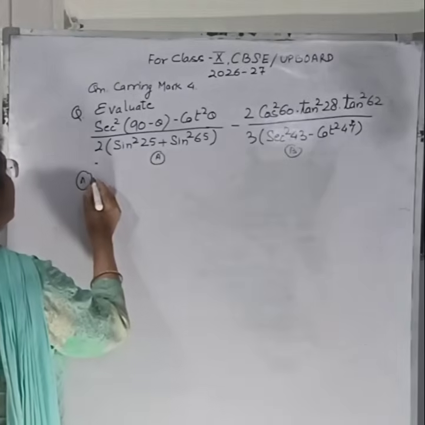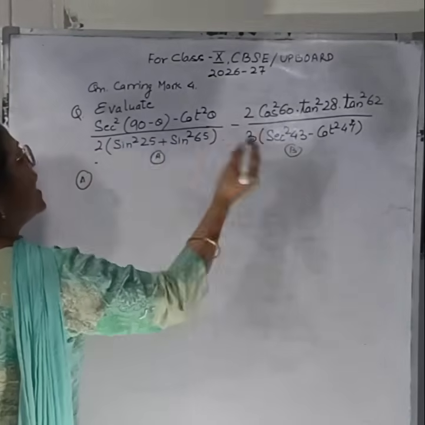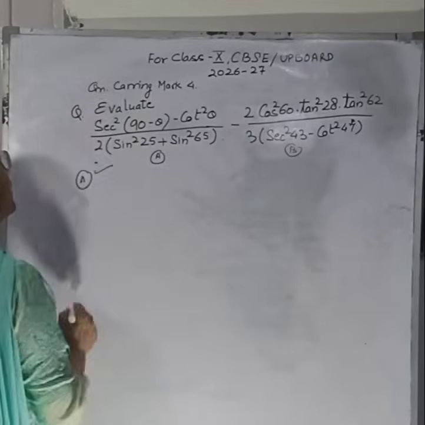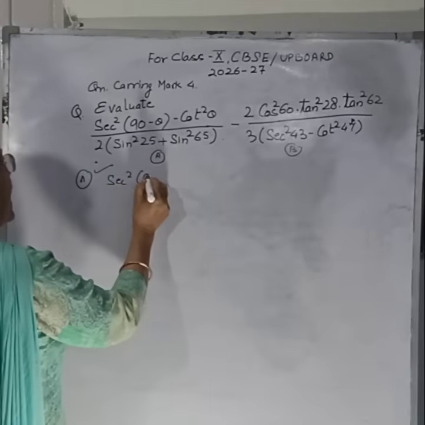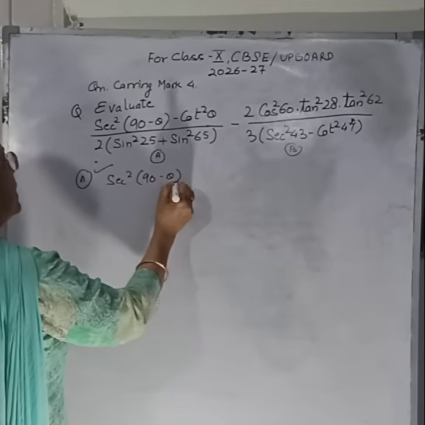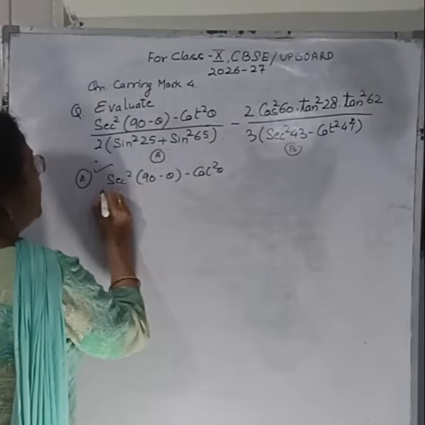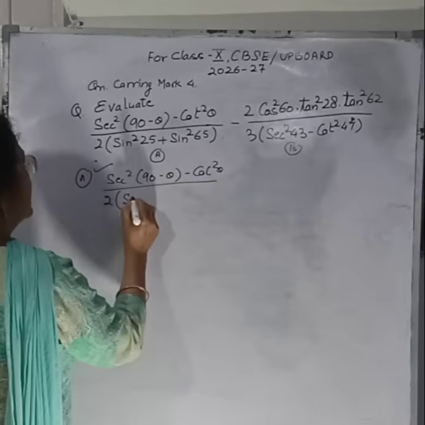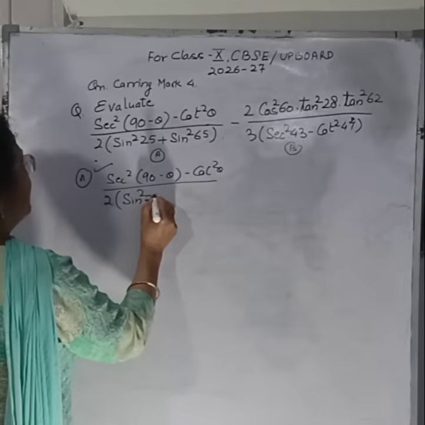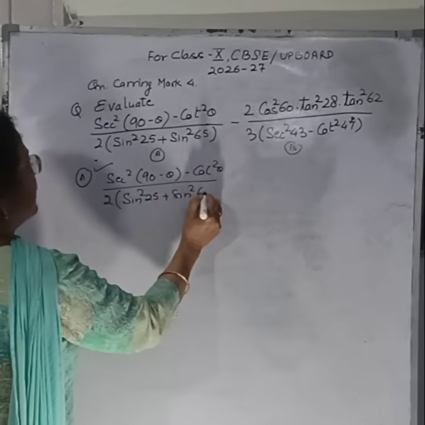So first, this is suppose A portion, this is B, so that our equation will be A minus B. Now I am going to solve A. A is equal to sec square 90 minus theta minus cot square theta upon 2 times sin square 25 degree plus sin square of 65 degree.